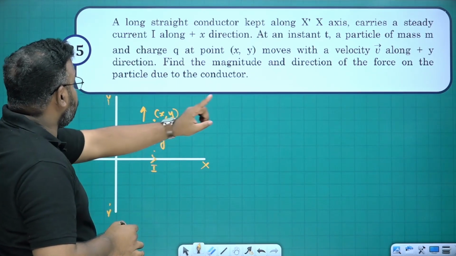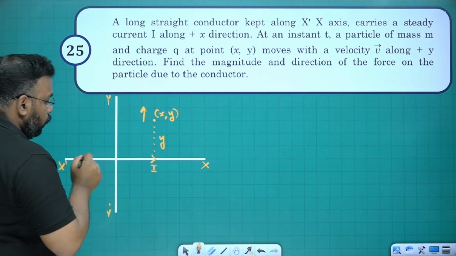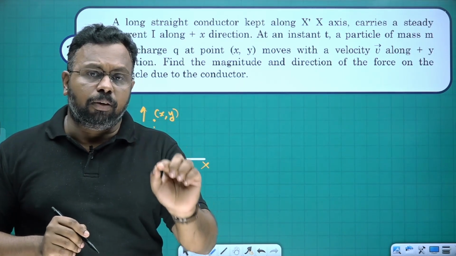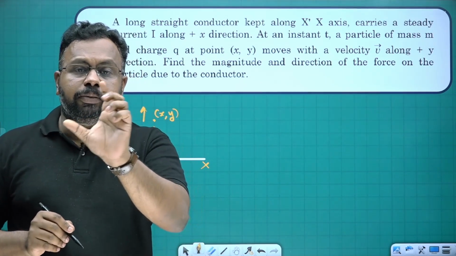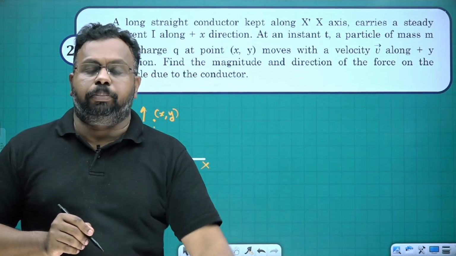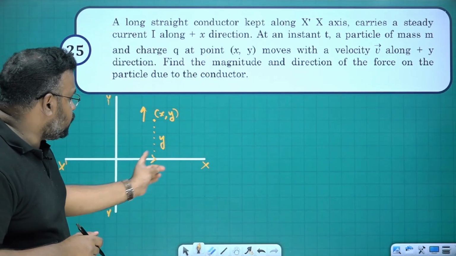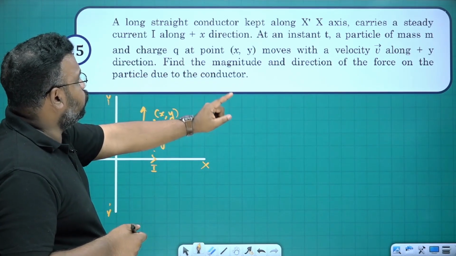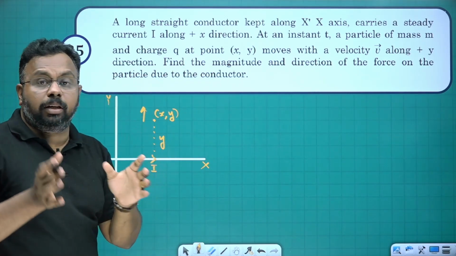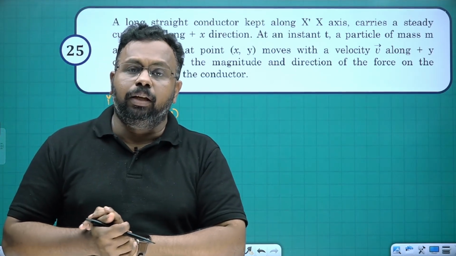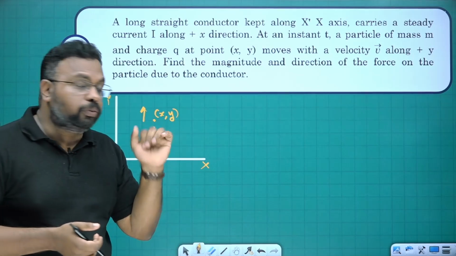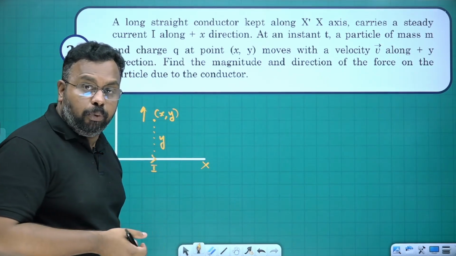The particle is moving with a velocity v along which direction? Along the positive y direction. So that vector concept is very important. Along the positive y direction means the velocity can be represented as v j cap, and the current is along the positive x direction. What they're asking is to find the magnitude and direction of the force on the particle due to the conductor. Only force they are asking. What is the force formula on a charged particle? q v B sin theta. So first we have to find the magnetic field at that point.